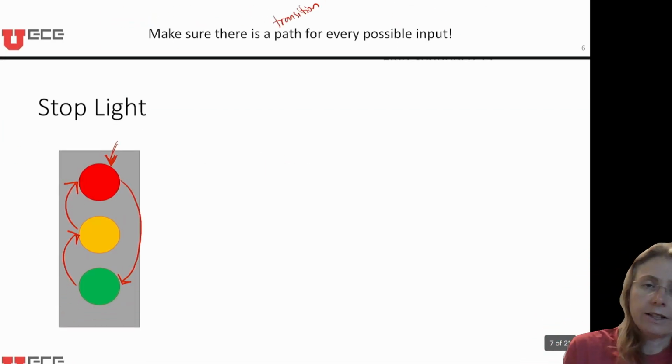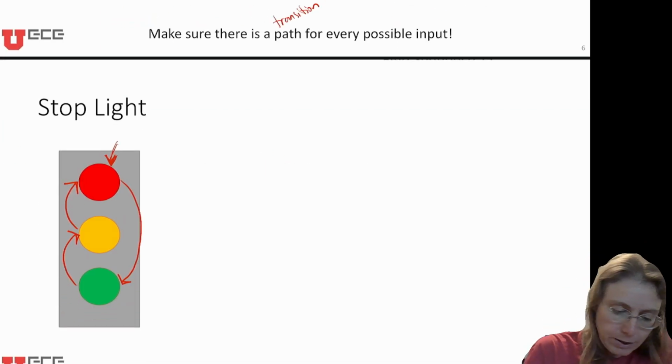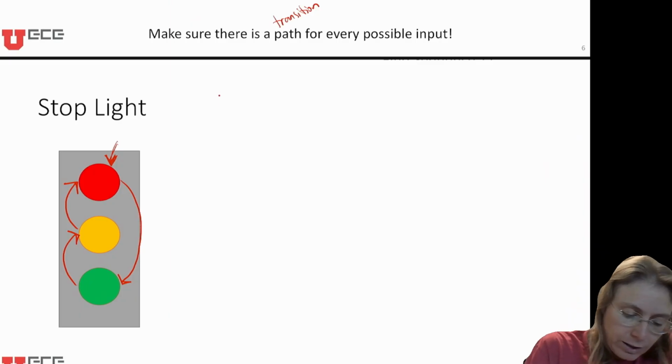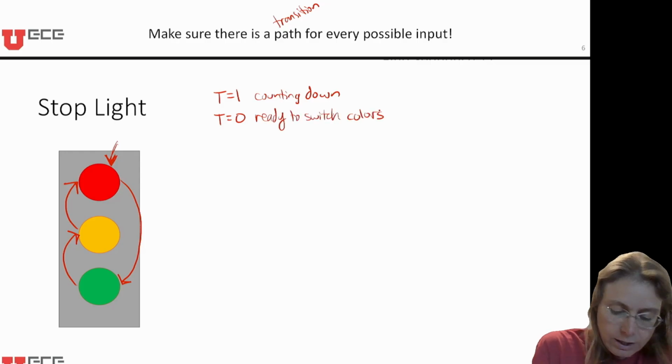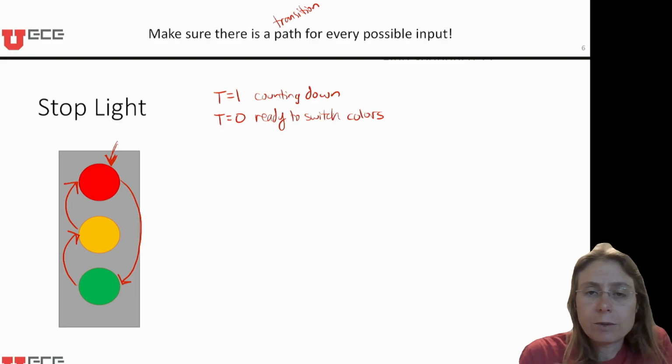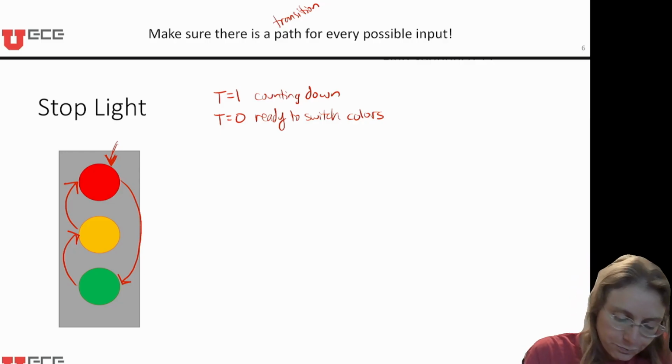So let us draw a finite state machine for the stoplight. And we can imagine we have some kind of timer, and maybe t equals 1 means it's counting down. And t equals 0 means that we are ready to switch colors. And we won't worry about the details of how the timer is being run. That's something we can think about later.